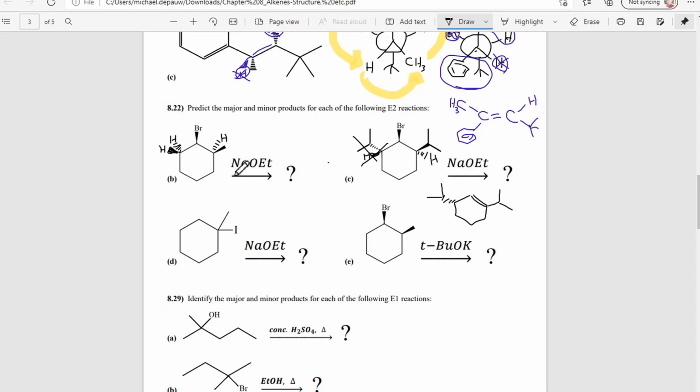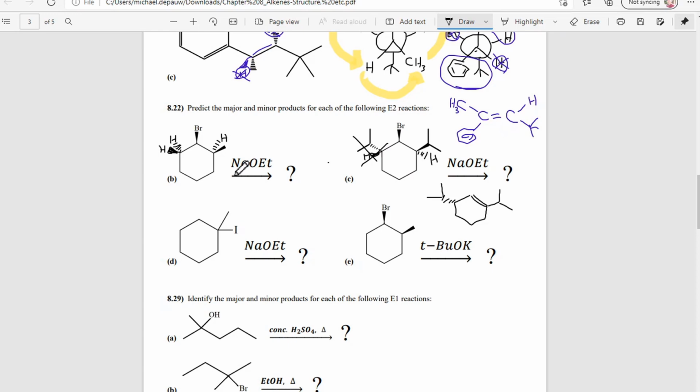With sodium ethoxide, yes? Wait, how come the wedge one is locked and the dash one isn't? Well, they're both locked in their respective positions. In other words, the wedge one is locked into always being on the same side as the bromine, whereas the dash one is locked into always being on the opposite side of the bromine.